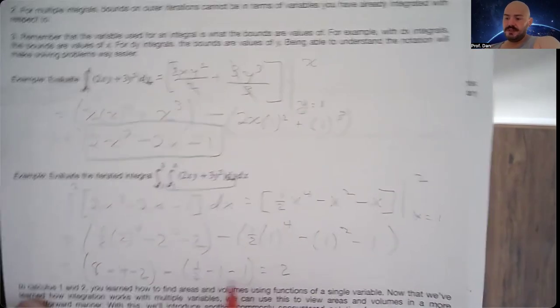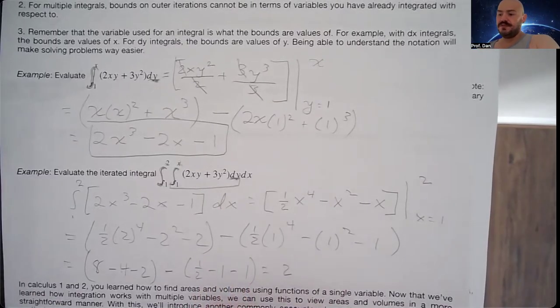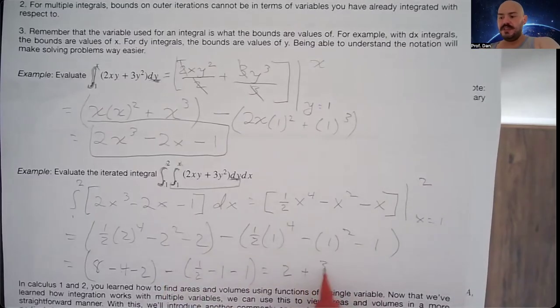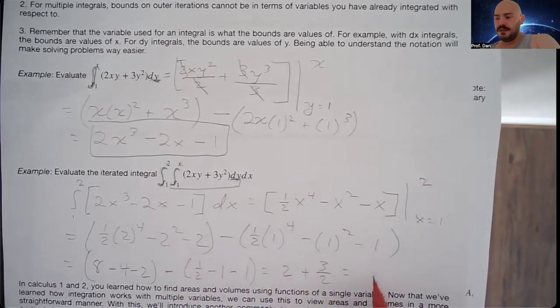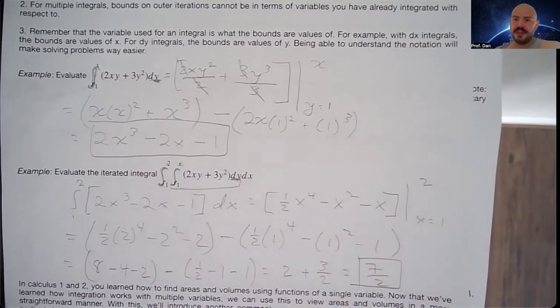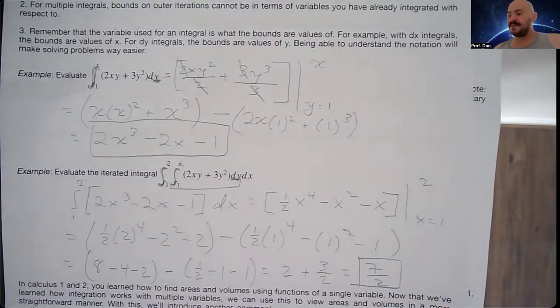And this turns into 1/2 minus 4/2, which gives me negative 3/2. But since I'm subtracting, it'll be plus 3/2. If I add those together, I get 7/2. And that is the value of that double integral.